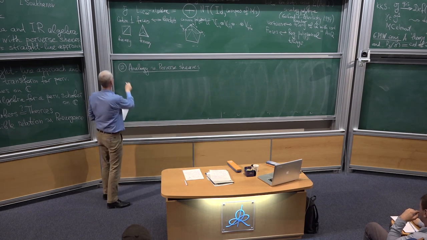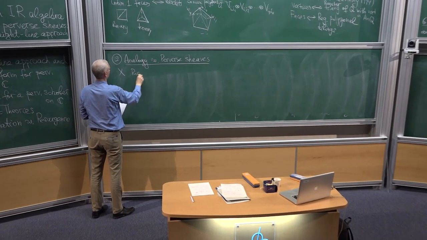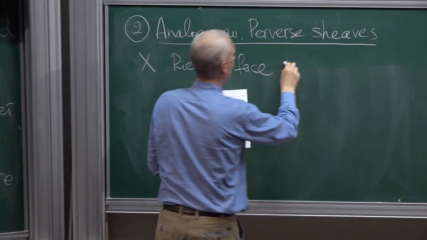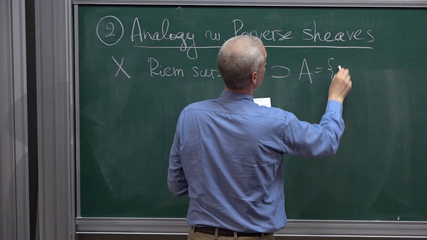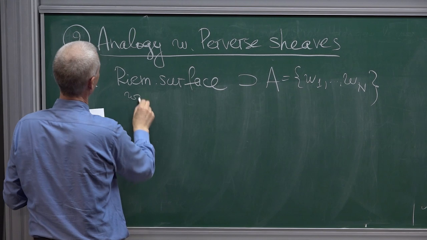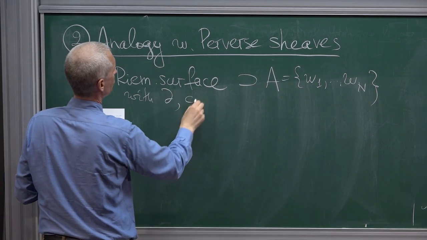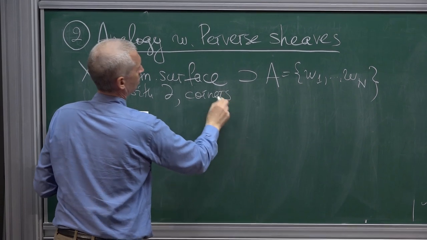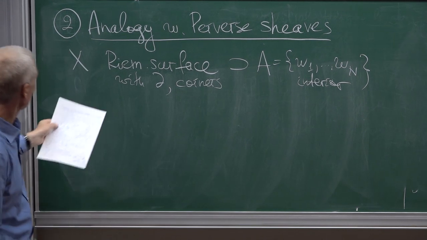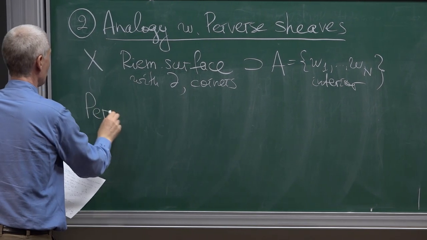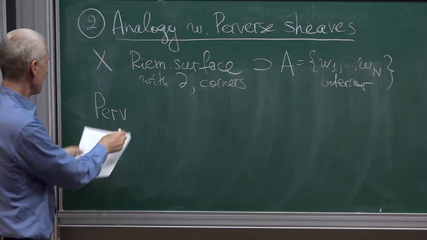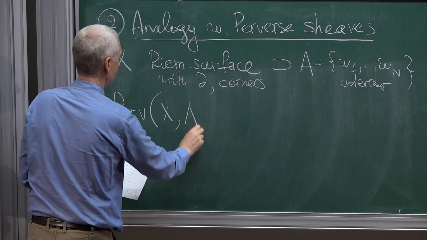So suppose X is a Riemann surface, or maybe just an oriented surface in the topological sense, and inside we have a finite set A, which I denote W1, ..., Wn, maybe with boundary, maybe with corners, and the interior points. Then, in this case, we have the concept of perverse sheaves on X with possible singularities in A, and I just write the category Perv(X, A).